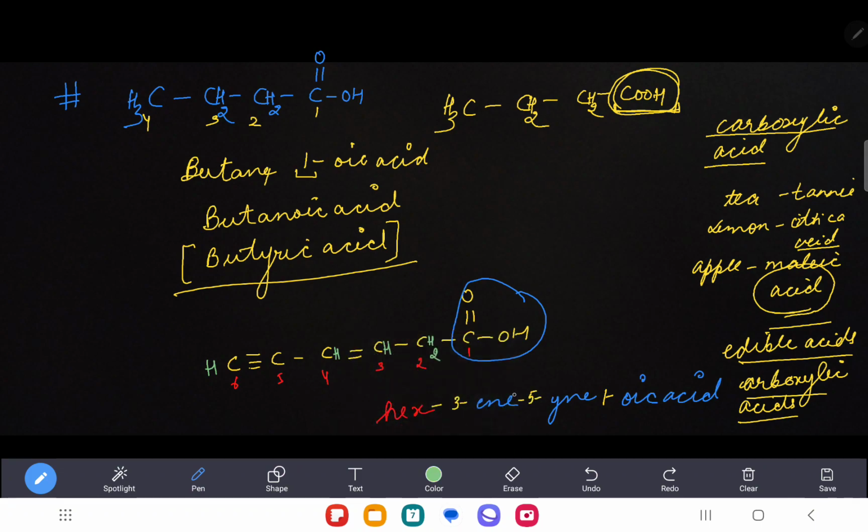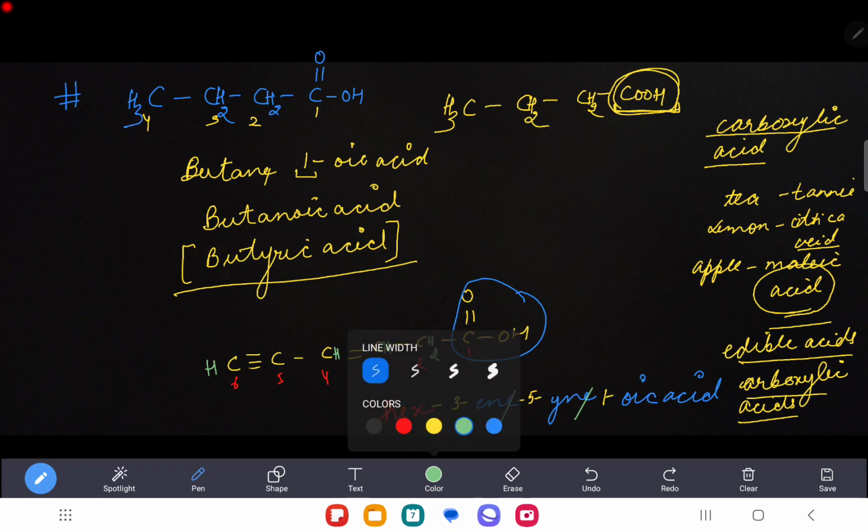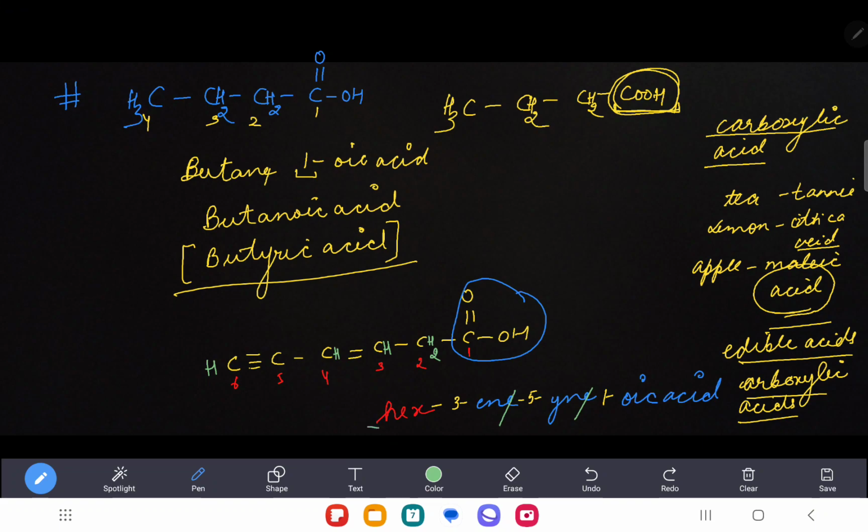And now we drop the E for ene and the E for yne, because just after ene we have yne, and just after yne we have oic. Are you understanding my point? Any doubts in this? Okay. So it is going to be hex-3-ene-5-yne-oic acid. Understood or not? Yes or no? So that's the name of the compound.